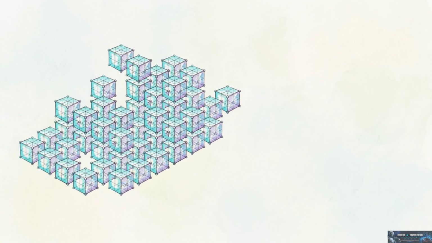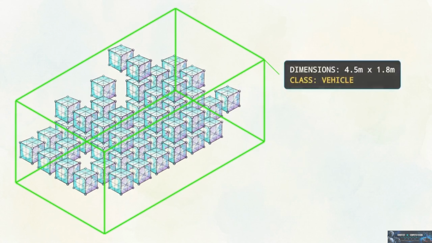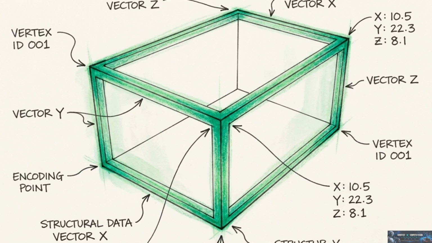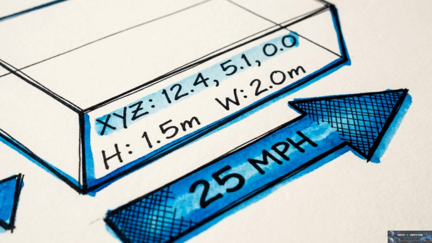Instead of pixels, these models analyze 3D volumetric pixels, or voxels. By identifying patterns within the scattered point cloud, the algorithm generates rigid, dynamic bounding boxes around physical shapes. Each bounding box encodes specific data vectors about the object it contains: its precise location in space, its dimensions, its orientation, and its current velocity.